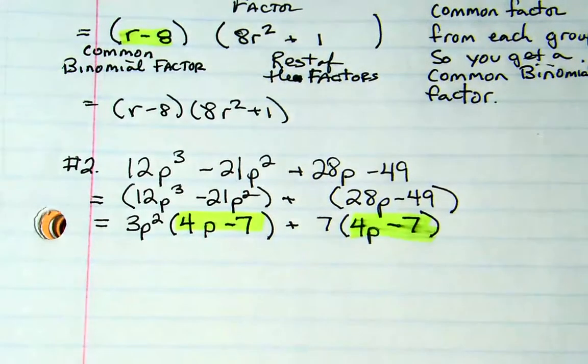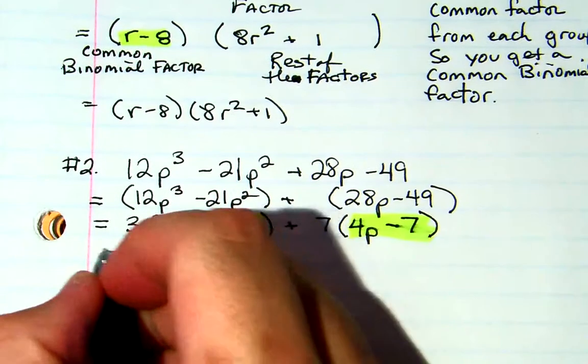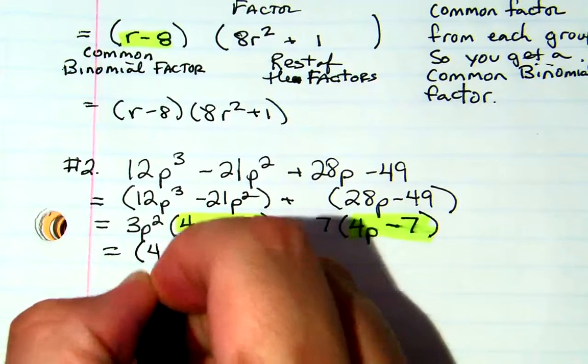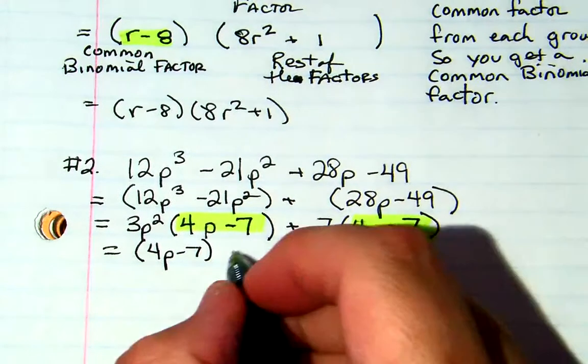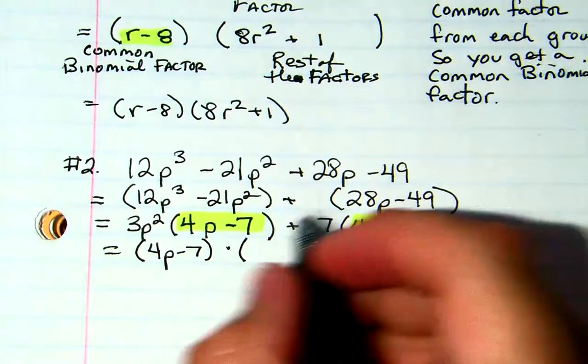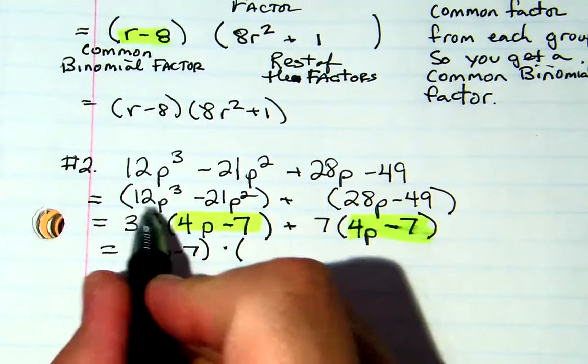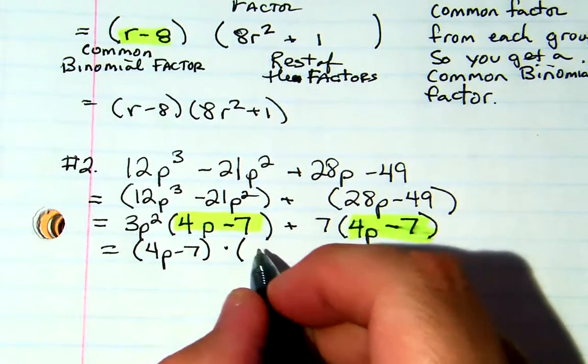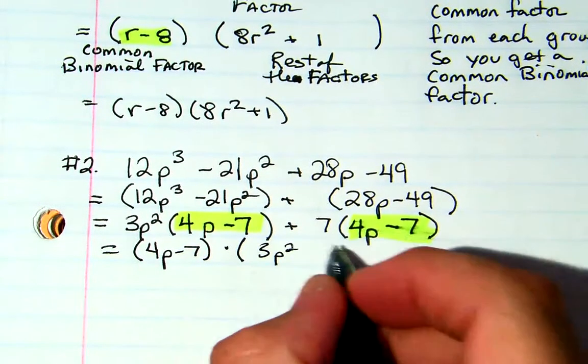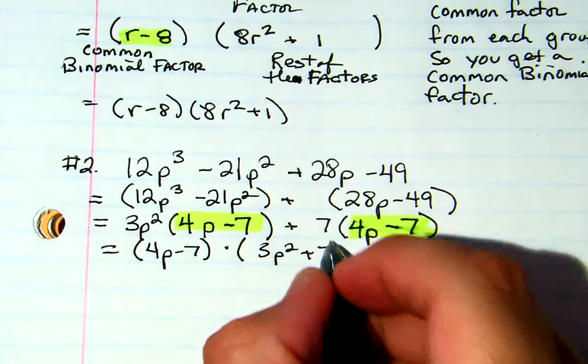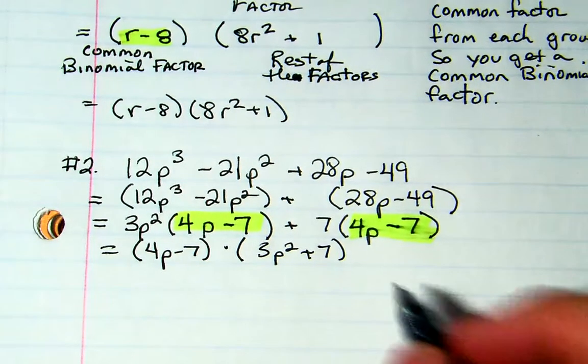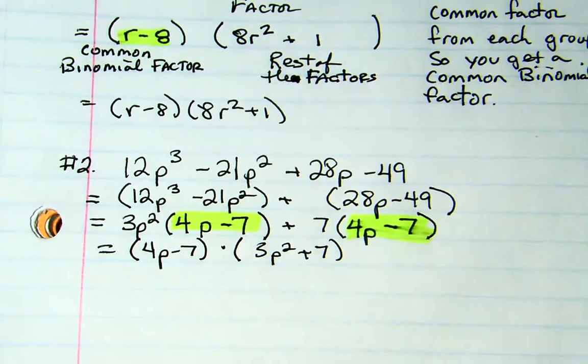It sure is. So I take out the 4p minus 7, and then I put in what's left. From the first term, I have a 3p squared plus a 7. And then you're not done.